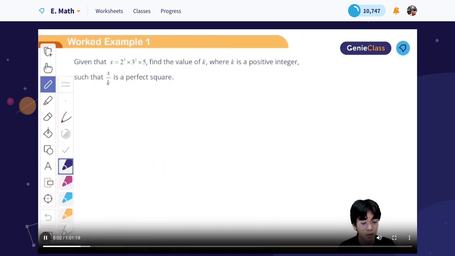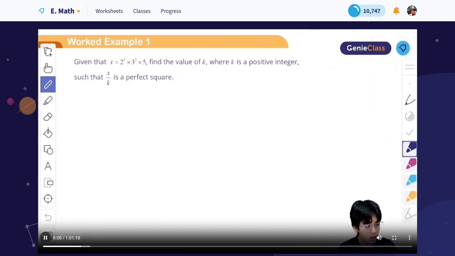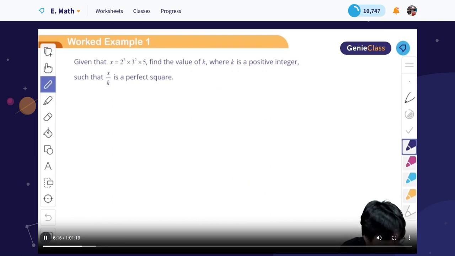Now let's go through the first worked example of the day. Given that x equals 2 cubed times 3 squared times 5, find the value of k, where k is a positive integer such that x over k is a perfect square. So we want x over k to be a perfect square.